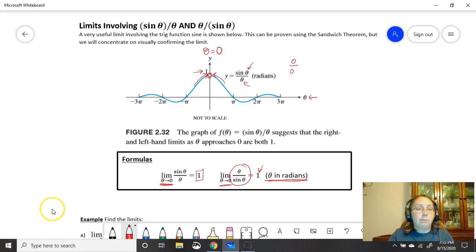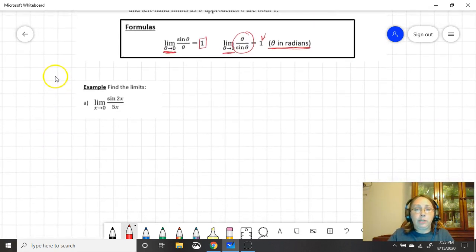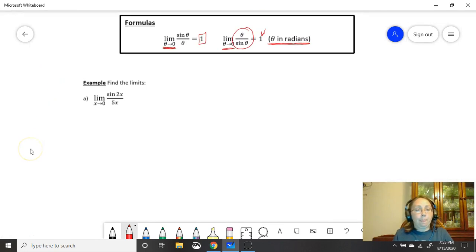So I want to show you an example of what you might be asked to do. So let's keep the formula on the screen. There we go. All right, so here's an example. Find the limit. Notice it's not theta. That's actually a good thing because we're going to have to do some transformations to our problem because it definitely does not look like our formula up above.